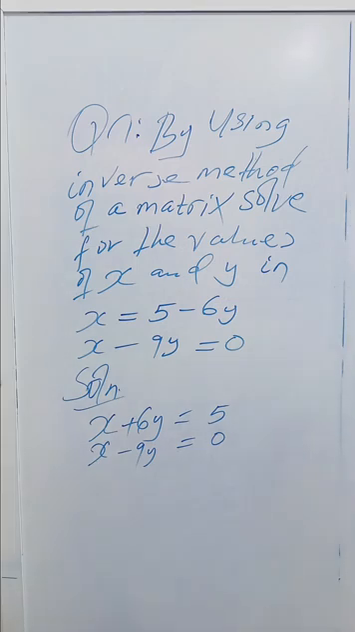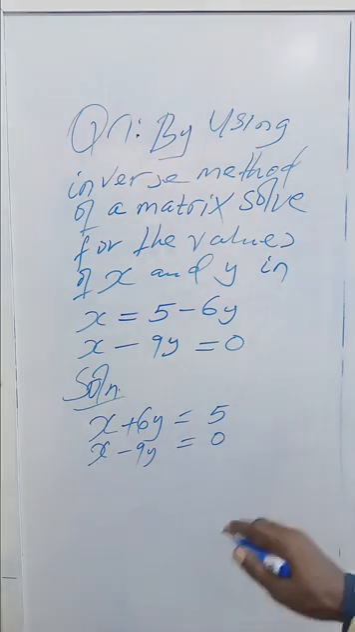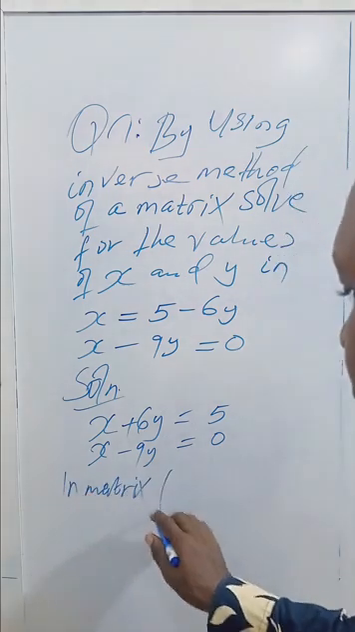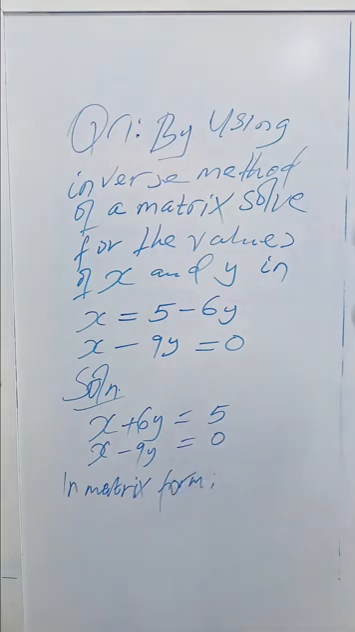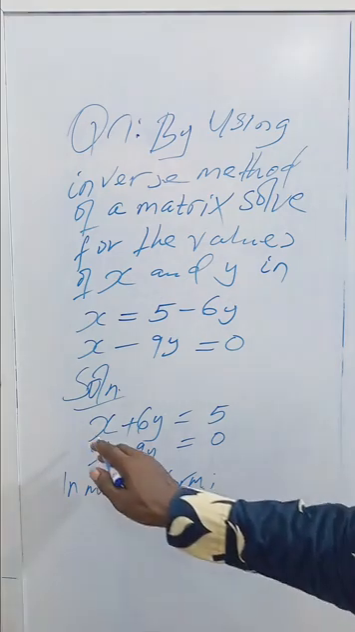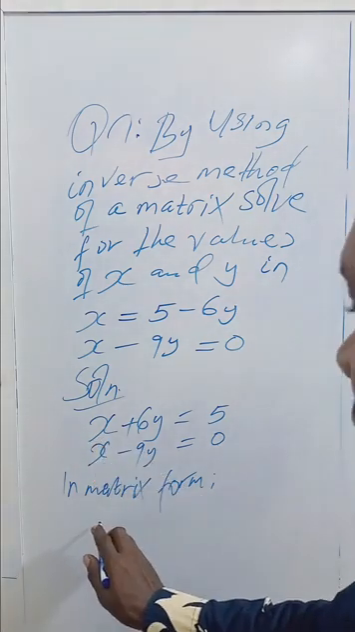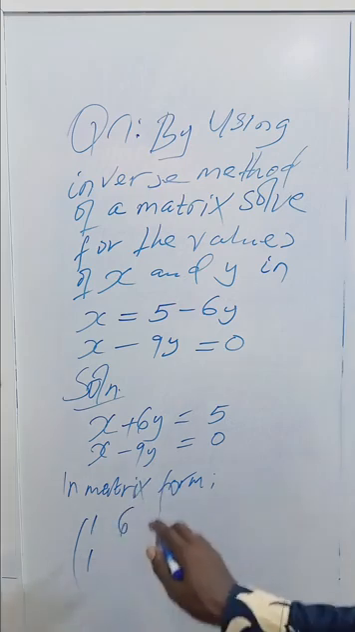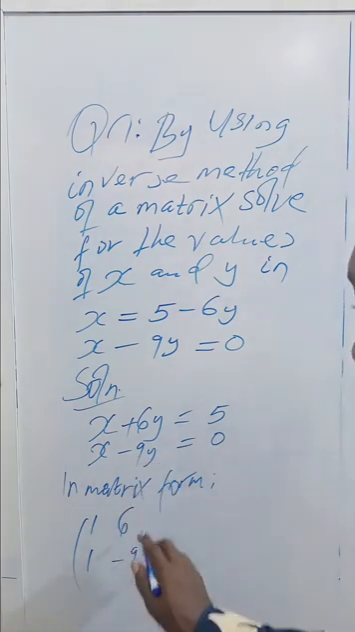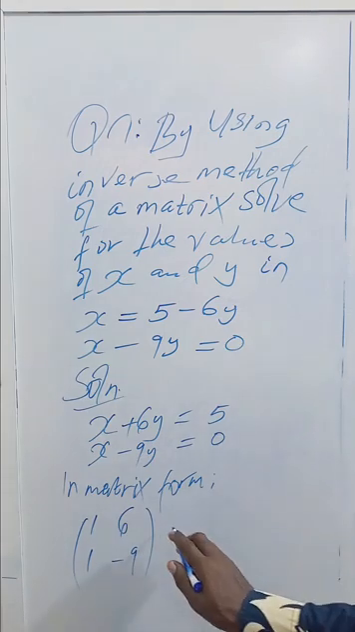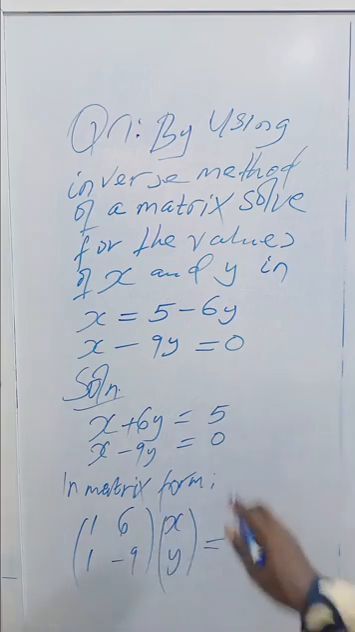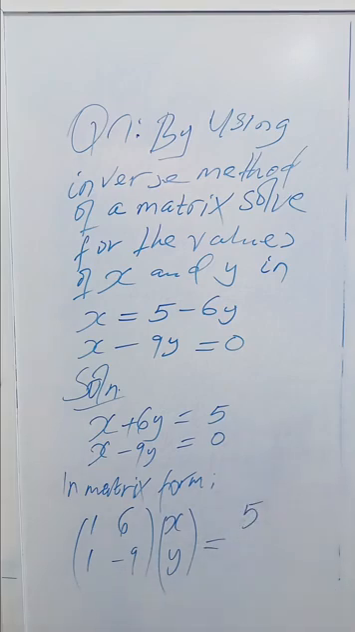Then we have to write this equation in matrix form. How do we write that? In matrix form, the coefficients of x are 1, 1, so we shall have 1, 1, they're positive. Then there we have 6 and negative 9. The variables involved: the first variable is x, the second variable is y. Then on the right-hand side, we have 5 from the first equation, and we have 0 in the second equation.